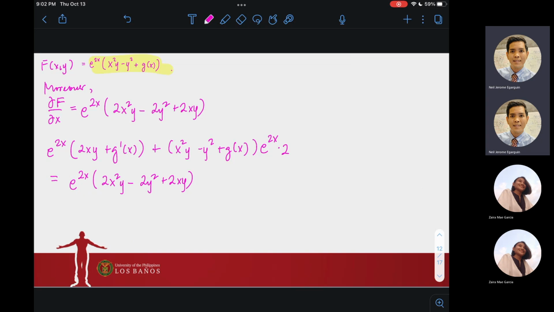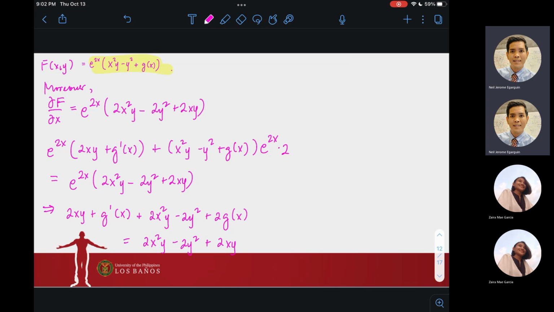So magiging 2xy plus g prime x. Okay. Plus, simplify ko na lang to, i-multiply ko na yung 2 papasok. So I'll have plus 2x squared y minus 2y squared plus 2g of x ay equal kay 2x squared y minus 2y squared plus 2xy. Okay? Tama pa ba yung mga pinagagawa ko? Hopefully, I didn't miss anything major.